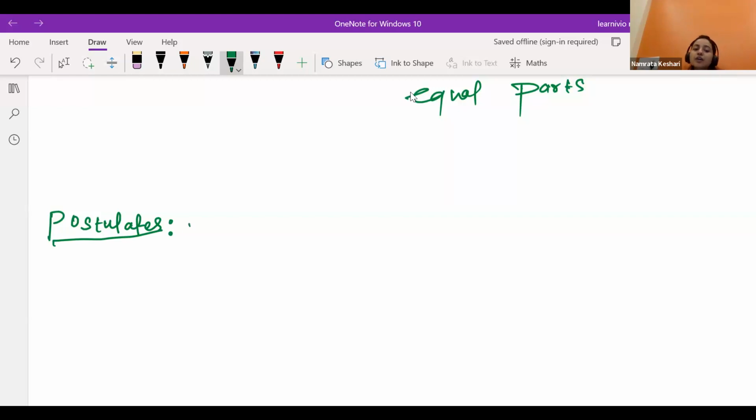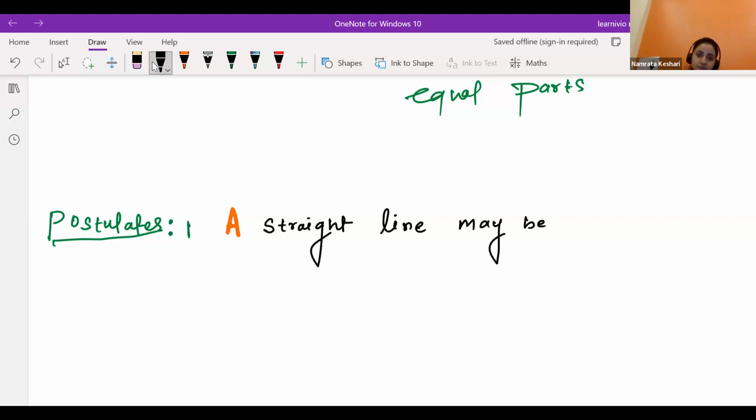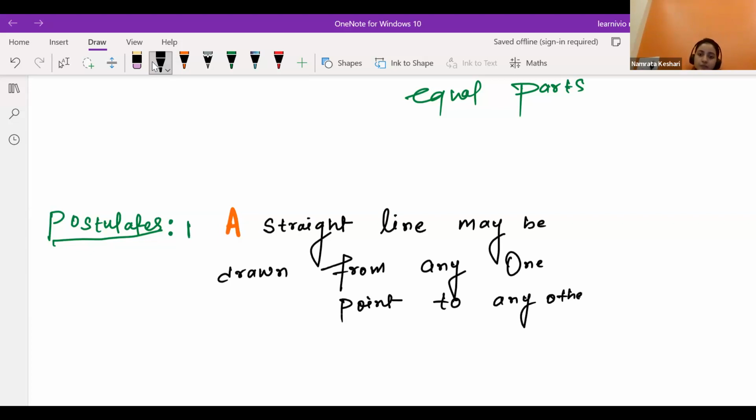So postulate number 1 is, Tejas, you have already learned it. Can you please tell me? Ma'am, a straight line may be drawn from one point to another point. First, we will try understanding what exactly the statement says, and then you all have to learn it. A straight line may be drawn from any one point to any other point. And there are only 5 postulates, right?